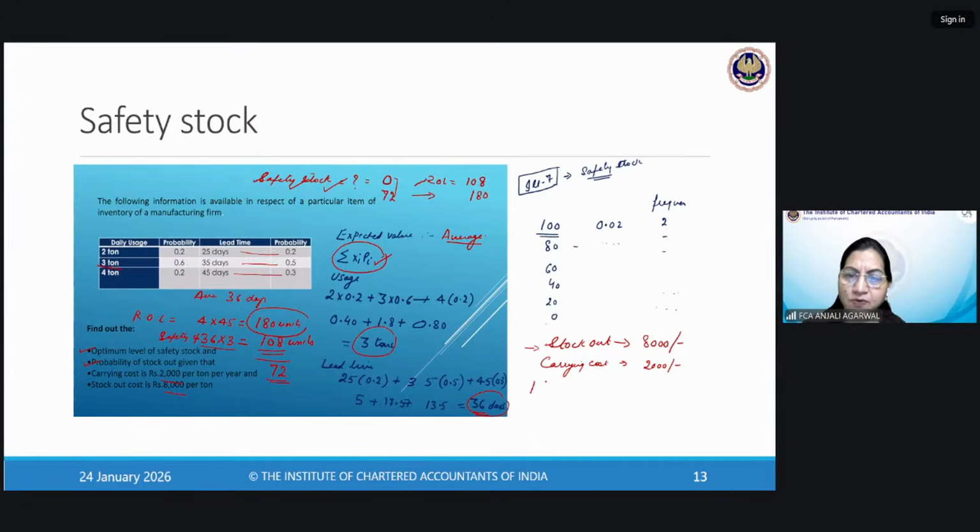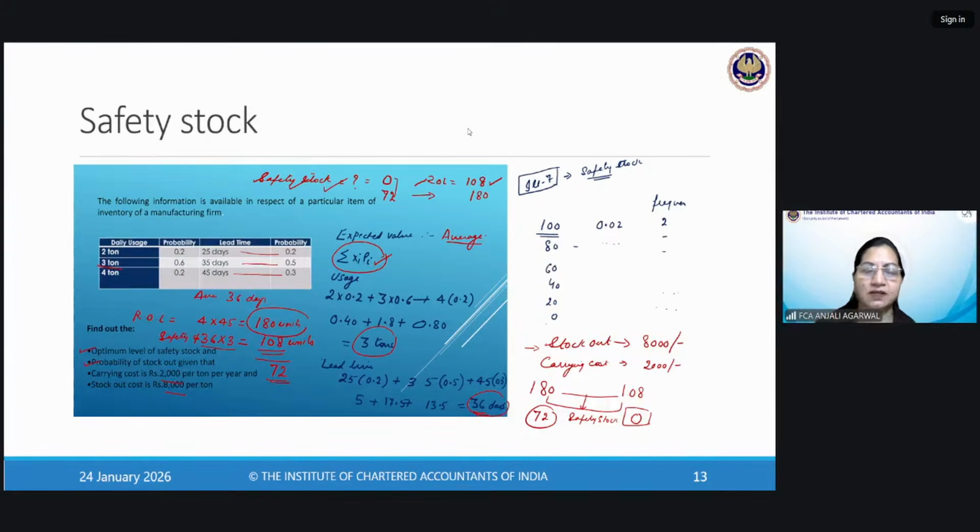So your maximum can go to 180. Your average is 108. Somewhere in between, you might keep a safety stock. This safety stock will range from 0. So if you don't keep any safety stock, your reorder level is 108. But being most conservative, your reorder level was 180. So 72 is the highest safety stock you will require to keep, the difference between 180 and 108. So we have to decide what should be the safety stock, anything between 0 to 72.